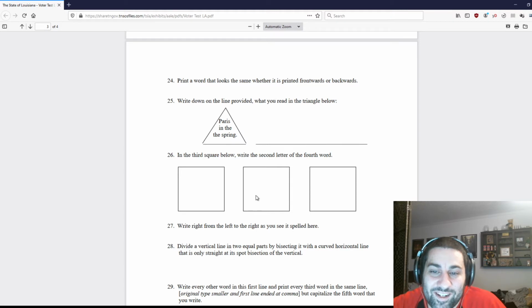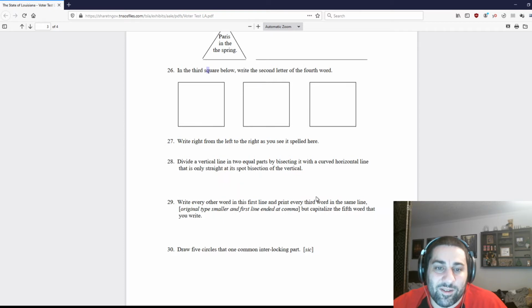In the third square below, write the second letter of the fourth word. In the third square below, write the second letter. The fourth word of what? Okay, in the third square below, so we've got the third square, write the second letter of the fourth word. One, two, three, four. So that's the square, second letter. So I'm going to put Q in the third box.